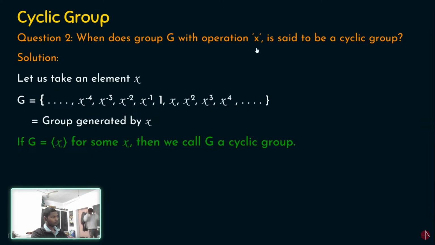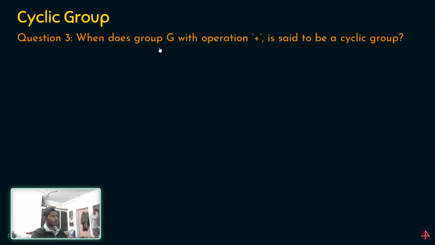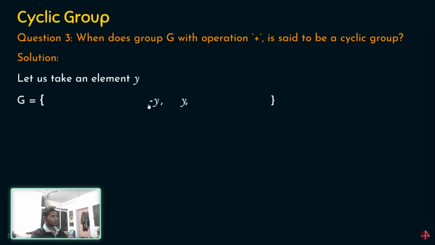Now in this example, we have talked about multiplication. Let's see one more example with addition. Question number 3 is, when is the group with the operation plus said to be a cyclic group? We are going to take an element y, where this y belongs to this group G. We know a cyclic group is basically a group, so obviously it will have an inverse element, minus y. Why is it minus y?